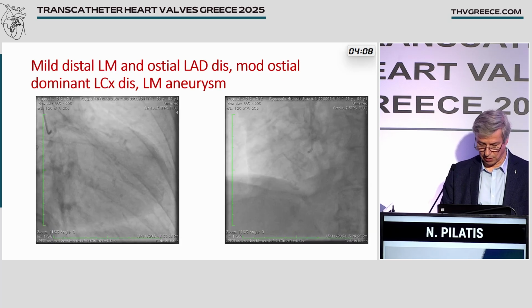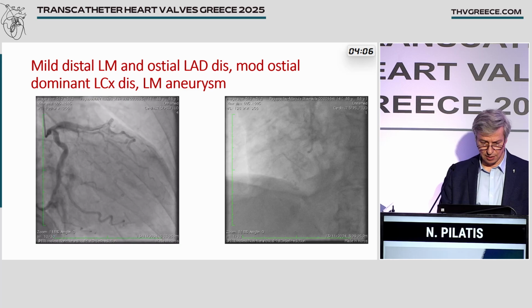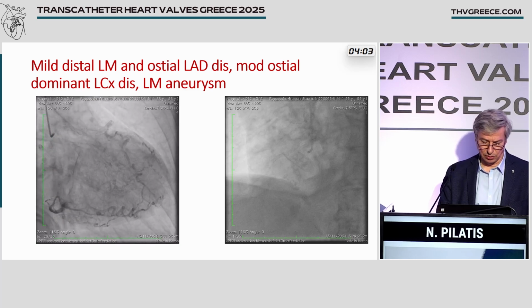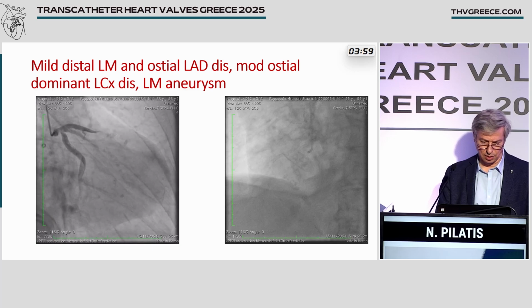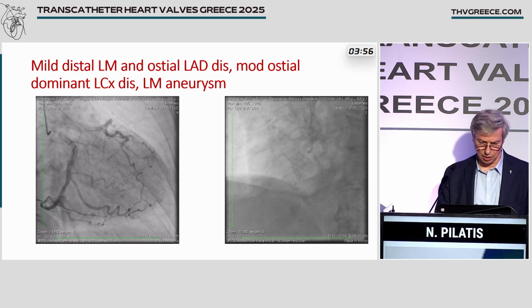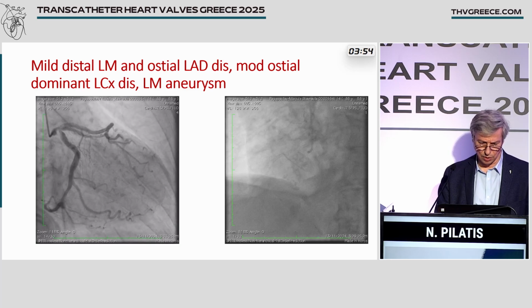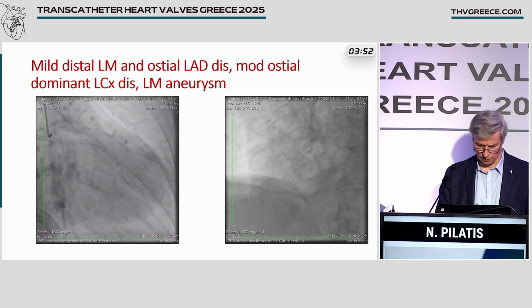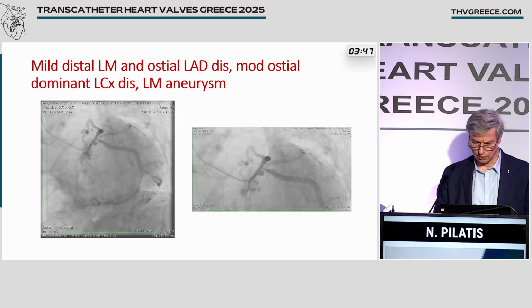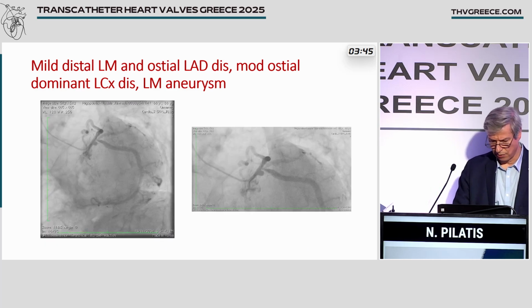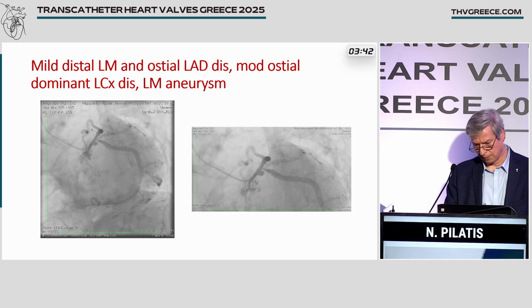She also has coronary artery disease. She had 2 stents about 10 years ago that hold well, but she had some moderate stenosis of the circ ostium and some mild to moderate stenosis of the distal left main, non-dominant right coronary artery, and you see here also the aneurysm of the left main, stenosis of the ostium of the left circ.